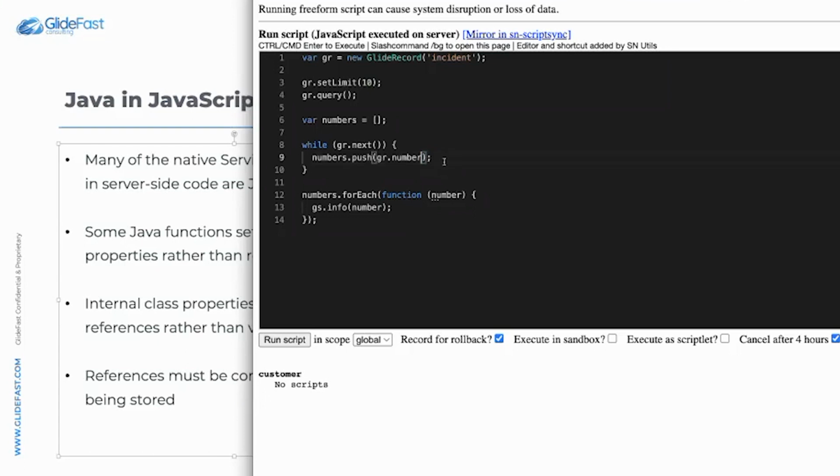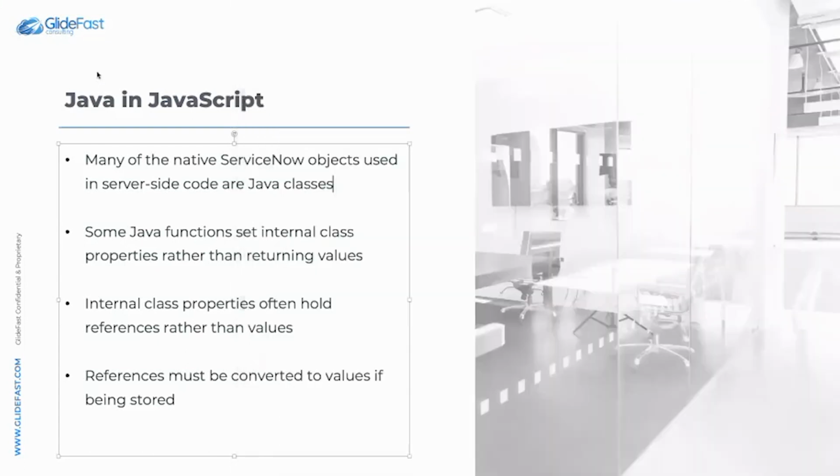Okay, so that demonstrates what I'm talking about here with references and why it can be very, very quirky. So we went over references rather than values. And then again, references must be converted to values if they're being stored. So if we're going to put those into an array or anything like that, then we need to make sure we are converting them to values, preferably with GetValue or GetDisplayValue on the actual GlideRecord call itself.